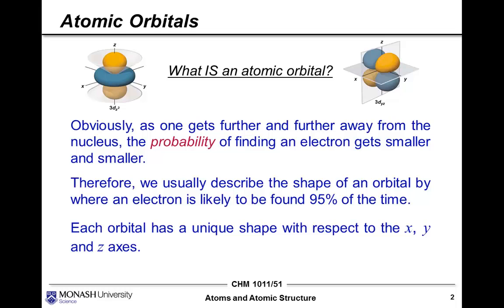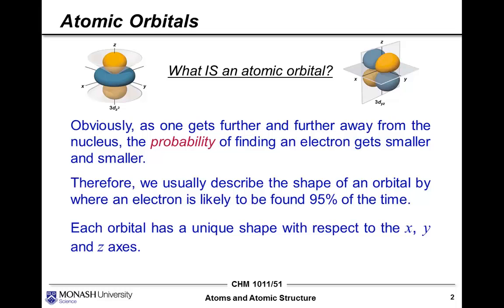If we think about an electron inside an atom, obviously as one gets further and further away from the nucleus, the probability of finding that electron gets smaller and smaller. One of the weird things about atomic orbitals is, mathematically speaking, as you get further from the nucleus, the probability never drops to 0.